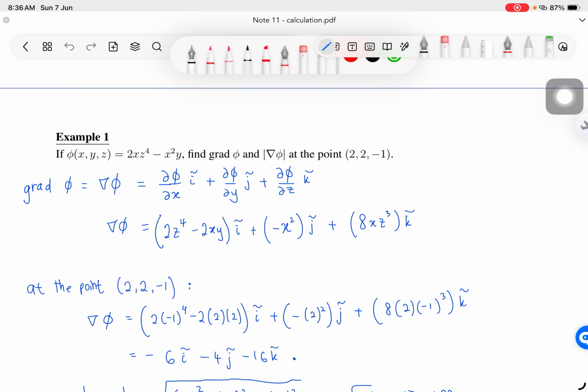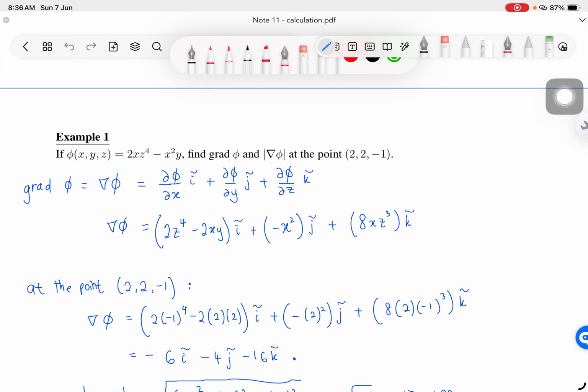When you differentiate phi with respect to x, you obtain this one. When you differentiate phi with respect to y, you obtain this one, because we just need to differentiate this term. And when we differentiate phi with respect to z, we obtain this one.